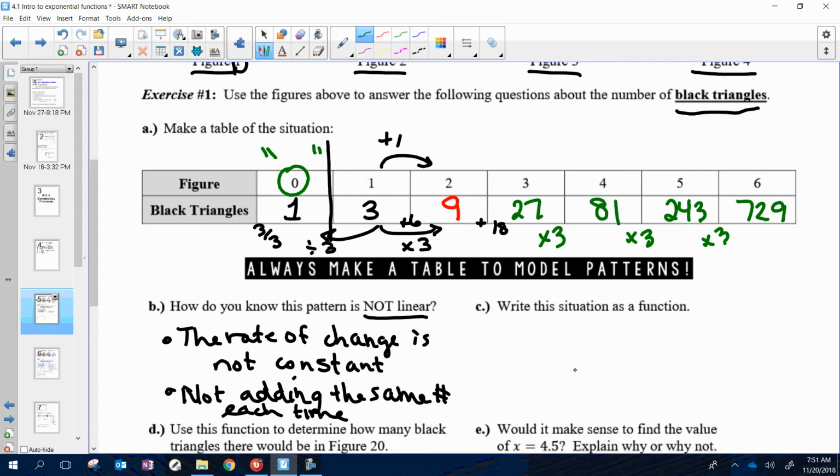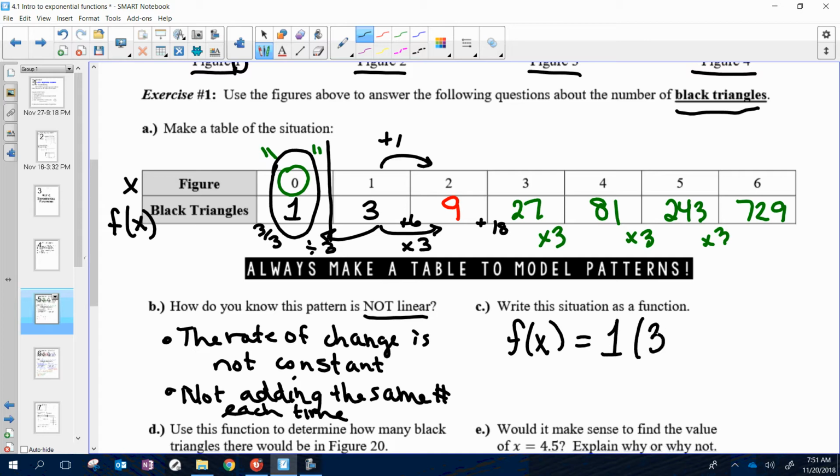Then it says, write this situation as a function. Well, I'm going to call the figure number x and the number of black triangles f of x. So f of x could be found by starting at 1 and repeatedly multiplying by 3. 3 times 3 times 3 times 3 and so on reminds me of 3 to the 4th. So the number that you're raising it to would be the x value.